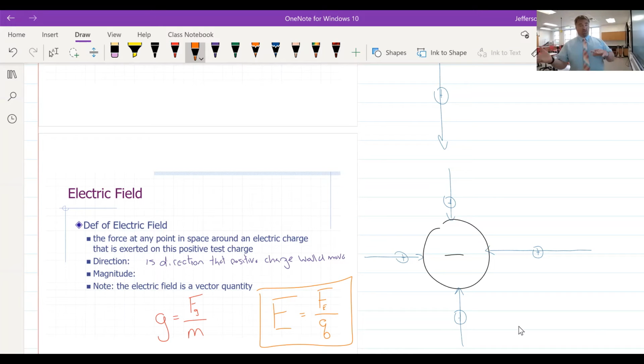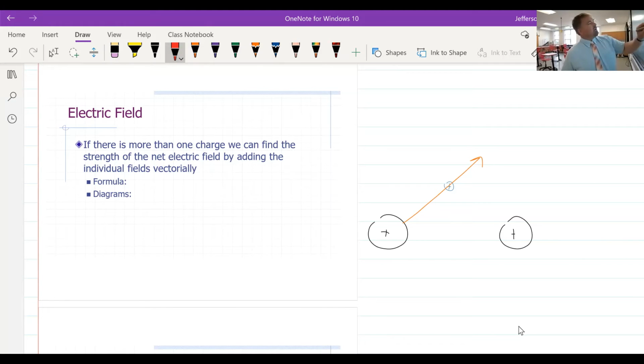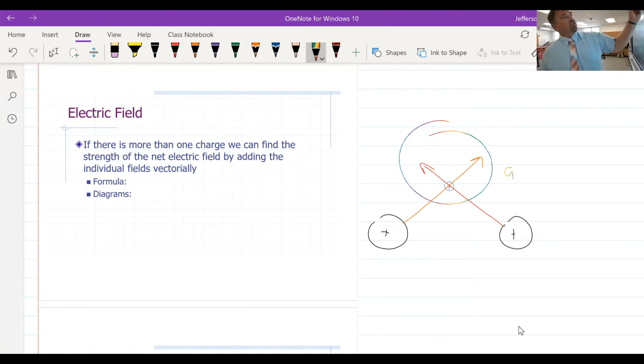The difference between gravity and electricity, though: gravity is only attractive. Electric fields can be attractive or repulsive depending on the charge. Now, if there's more than one charge, we'll have to add them vectorially. Let me just show you that really quickly. If I have a positive charge here and I have a positive charge here, and I want to say, hey, what would happen to a little tiny test charge if I put it right here? Well, the electric field from this one goes in this direction. The electric field from this one goes in this direction. And so what would end up happening is we'd have to add these two vectorially.